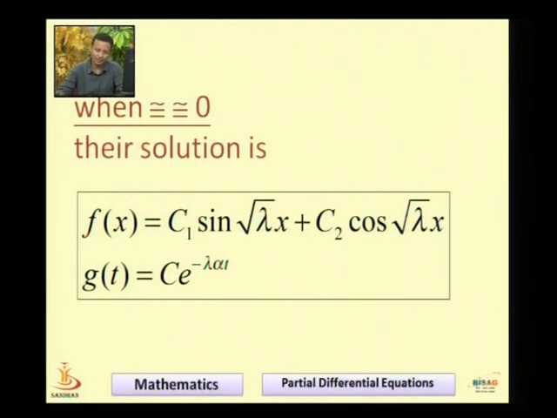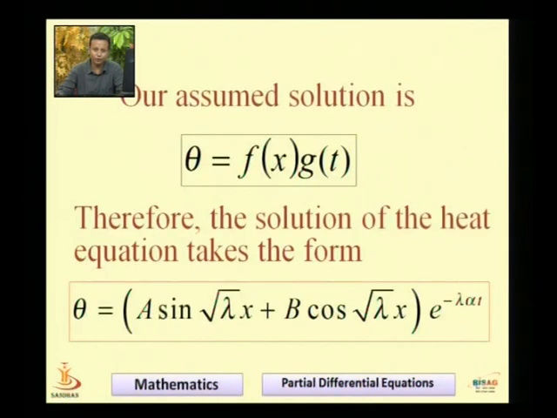Now we replace these expressions in the assumed solution, that is, theta as the product of f x and g t. Therefore, the solution of the heat equation takes the form a sin root lambda x plus b cos root lambda x, which is the solution of the first ordinary equation obtained after separating the variables, into the expression for g t, that is e raised to minus lambda alpha t. So this is the general solution of the one dimensional heat equation that is given here.